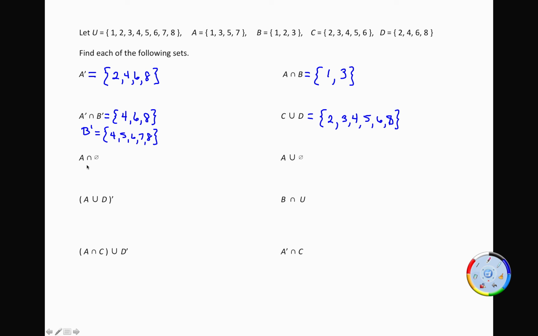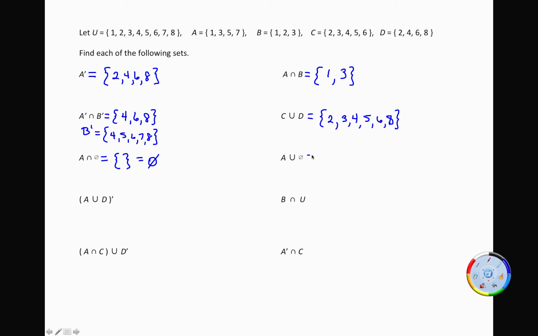A and the empty set. And means the elements have to be in set A, and they also have to be in the empty set. Well, since there aren't any elements in the empty set, there aren't any elements in A and the empty set. No elements can be in both the empty set and A. Okay, either one of these notations is fine.